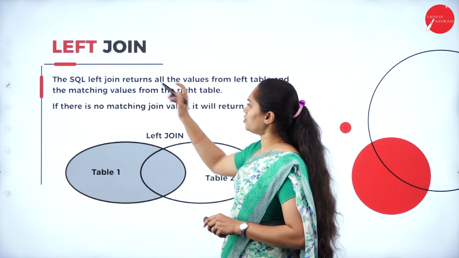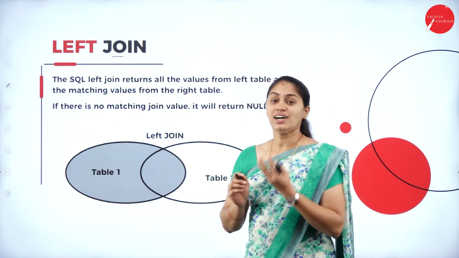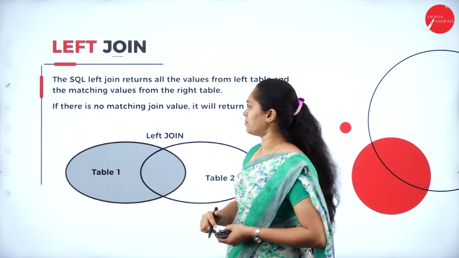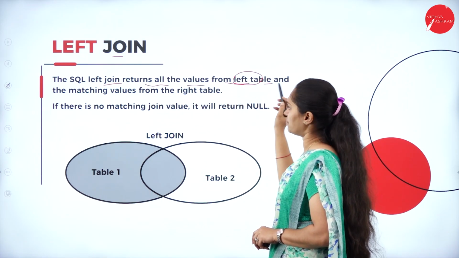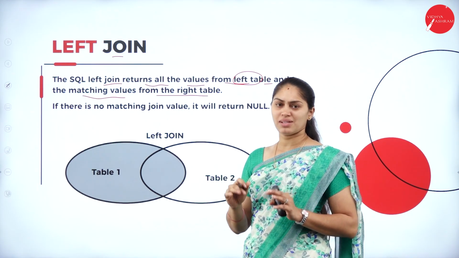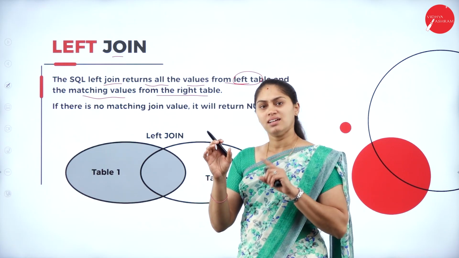Fine. Then what about the left join? As the name indicates, we are giving more weightage to the left table, that is the first table. If it is a right join, the second table. The SQL left join returns all the values from the left table and the matching values from the right table. We have two tables here, table 1 and table 2. Table 1 is the left table, table 2 is the right table.